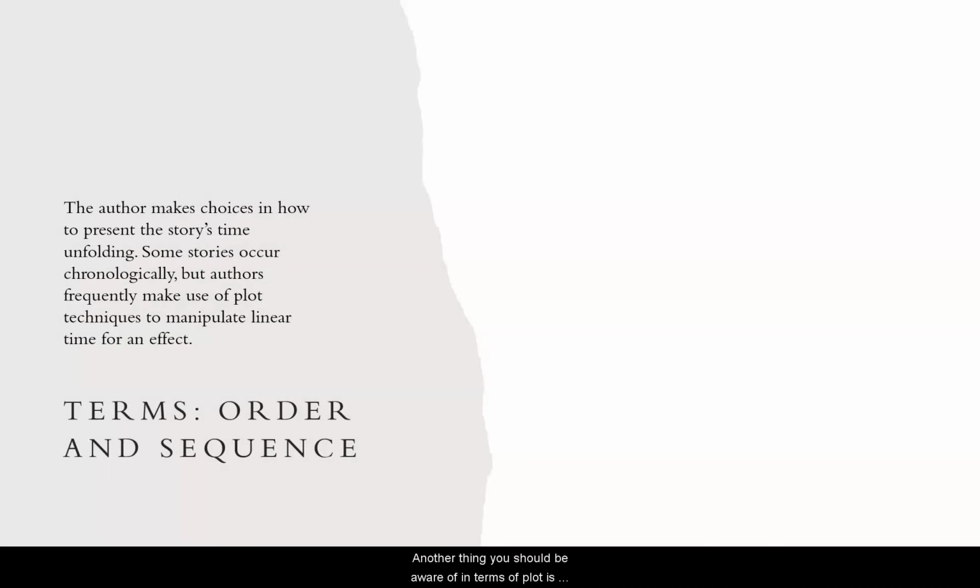Another thing to be aware of in terms of plot is order and sequence. In any story, the author is going to make choices in how to present the story's time unfolding. And it's not always in the order that the events occur. In fact, a lot of times it's not. Some stories occur chronologically, but authors frequently make use of plot techniques to manipulate linear time for an effect.